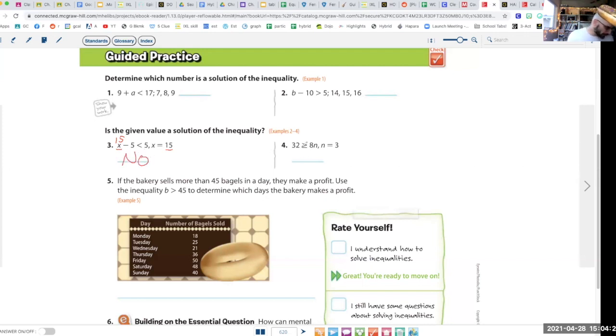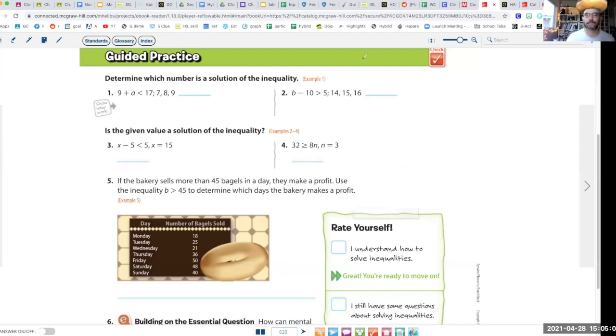Number 4, let's try that one. Ready, go. All right, so you're replacing the n with 3. So I'm going to just rewrite this again. So 32 greater than or equal to 8. Instead of an n, I'll put a 3. 8 times 3. What is 8 times 3? It is 24. So is 32 greater than or equal to 24? Well, 32 is greater than 24. So yes, this is a true statement if n equals 3. Got it? Cool.